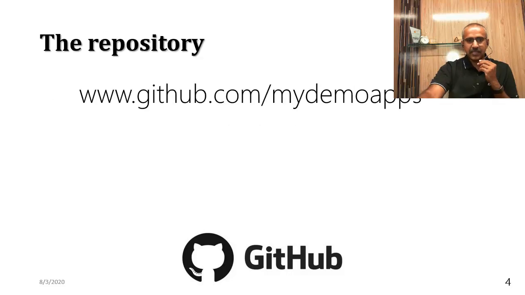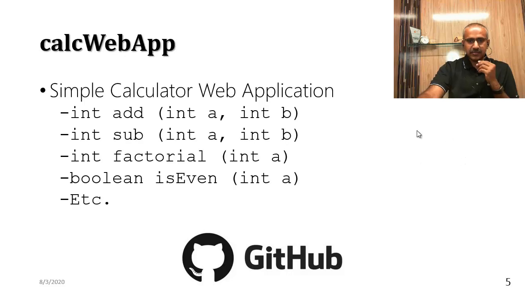The repository that I'm going to demonstrate can be found at github.com/mydemoapps. It's a simple calculator web application. So I have kept the idea as simple as possible so that we can focus on the rest of the stuff. So this calculator web application has methods like add, subtract, calculate factorial, and to check whether a given number is even or not. Let's jump into the practical demonstration.